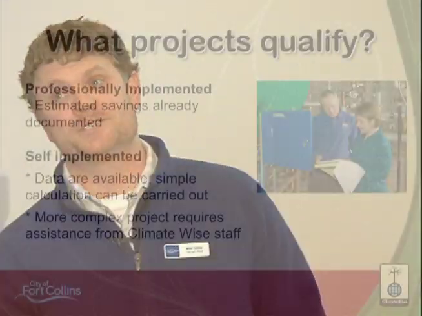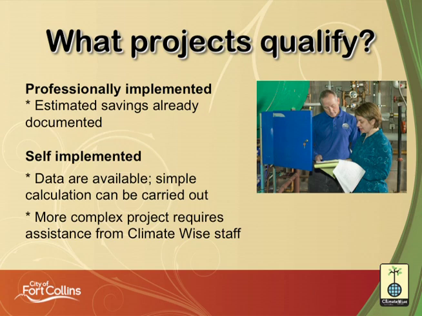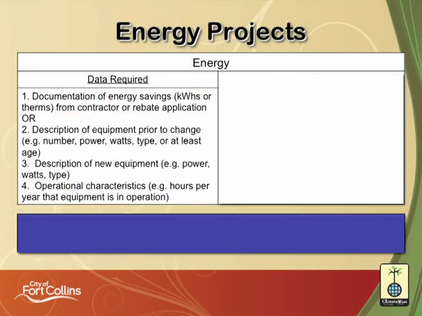And then there's the other kind of project that qualifies, and that's self-implemented. So this could be any sort of waste reduction measures that you take. It could also be unscrewing light bulbs and putting in new CFLs, as simple as that. But you did it on your own. The data's available. You just need a little helping hand to carry out a simple calculation. Self-implemented projects could be complicated, or you may not know what the climate benefit or the environmental benefit is, and that's when you would want to ask for our help. So let's jump into what an energy project example would be.